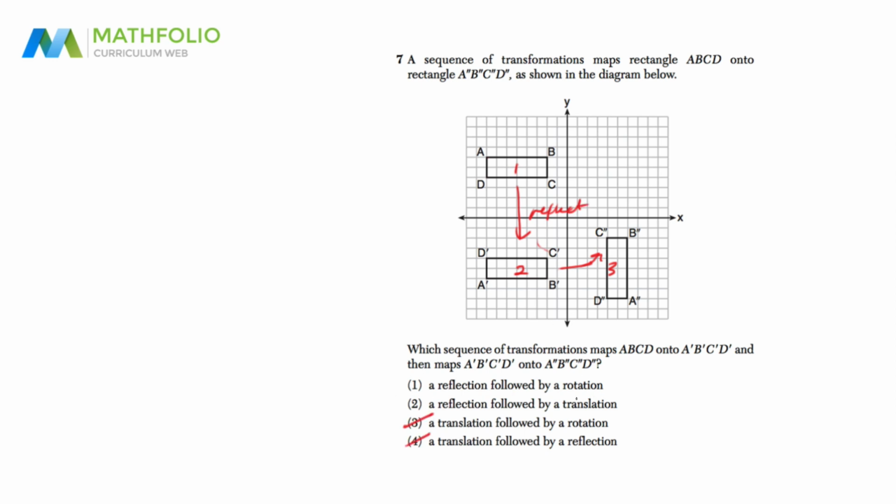So now I'm comparing these two answers. I've got rotation versus translation. Well, to take number 2 to number 3, a translation would keep orientation. And this has obviously done some turning. So it looks like this is a rotation around the origin and maybe even 90 degrees. But the second thing is a rotation. So number 1 is our answer for question 7.